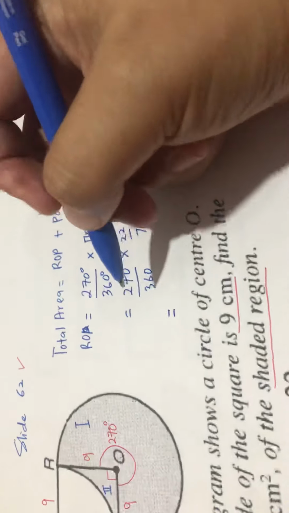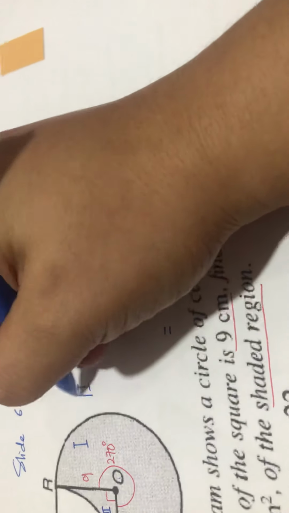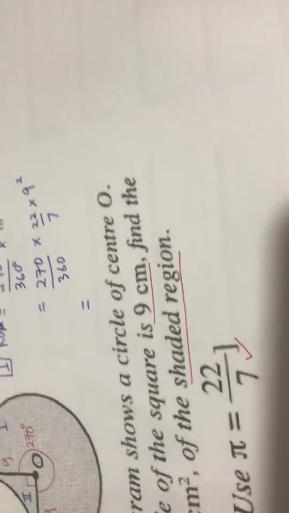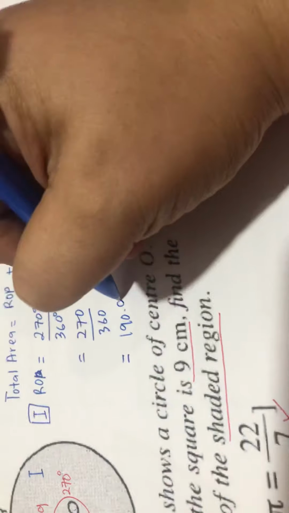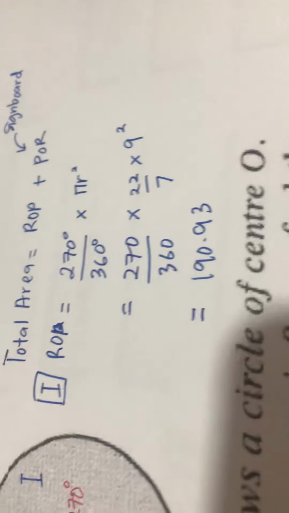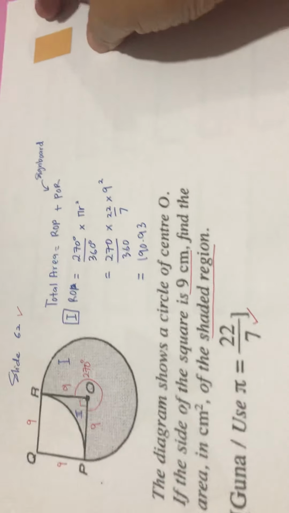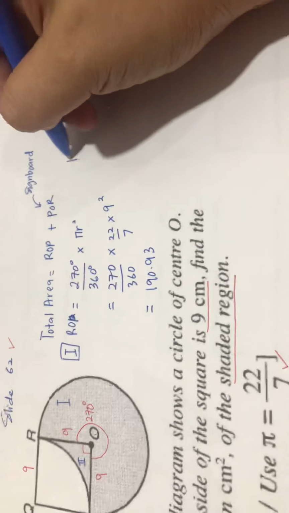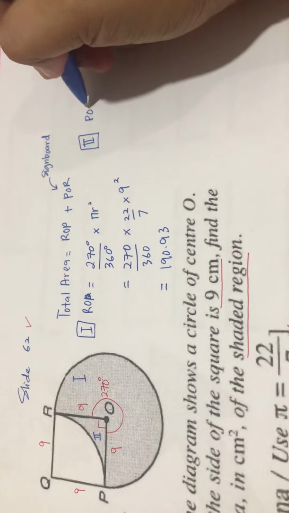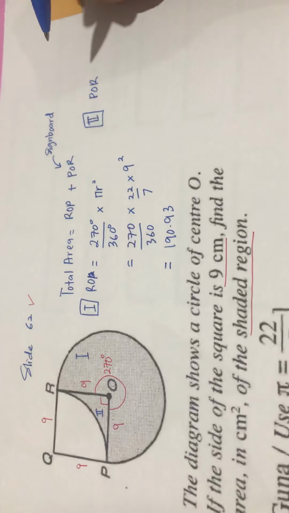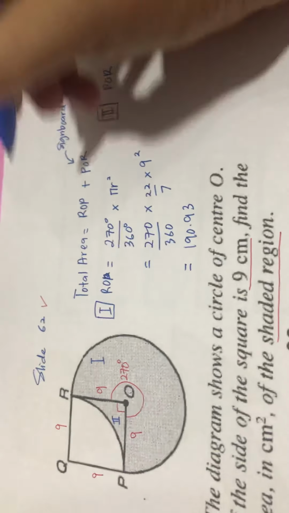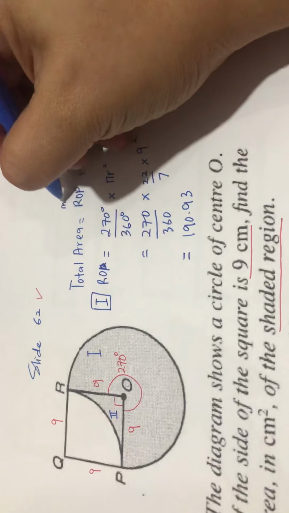So, for this first part, you will get 190.93. Okay, 190.93. So, for second part, kita nak cari POR pula. Okay, POR pula. POR, untuk lebih mudah, ROP ini adalah major.